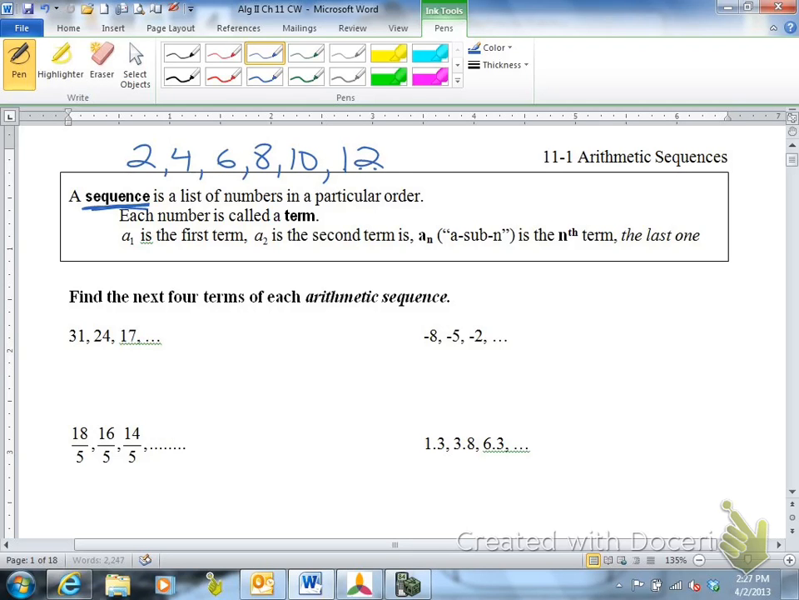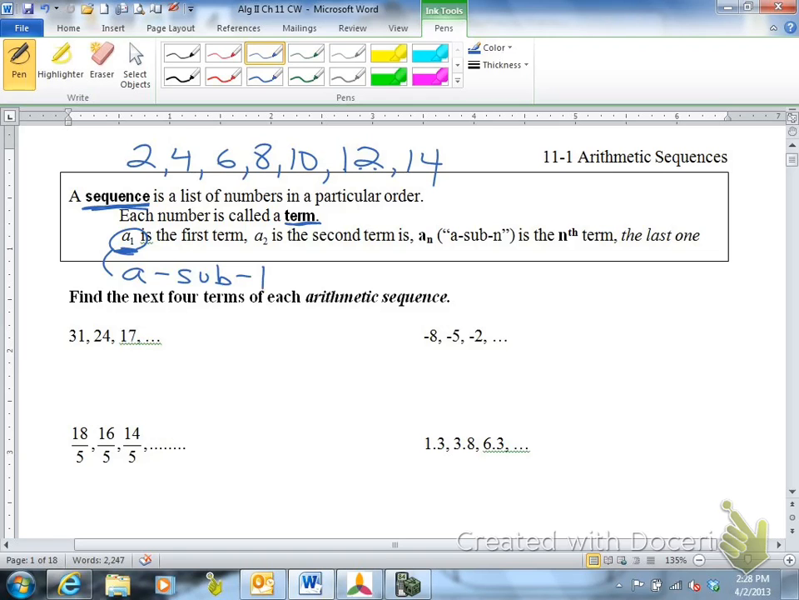Well, we'll say that we'll just go to 14. So there's a sequence. It has a beginning and an end. Each number in the sequence is called a term, so make sure you know that vocabulary word, term. A sub 1 is the notation we use for the first term. The way you say this is A sub 1. We use sub for subscript. Subscript means the number's lower. Superscript looks like an exponent.